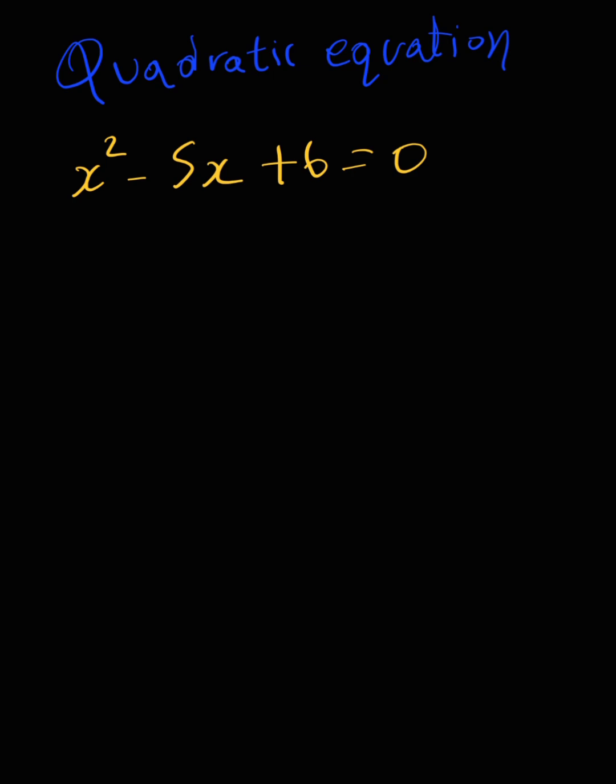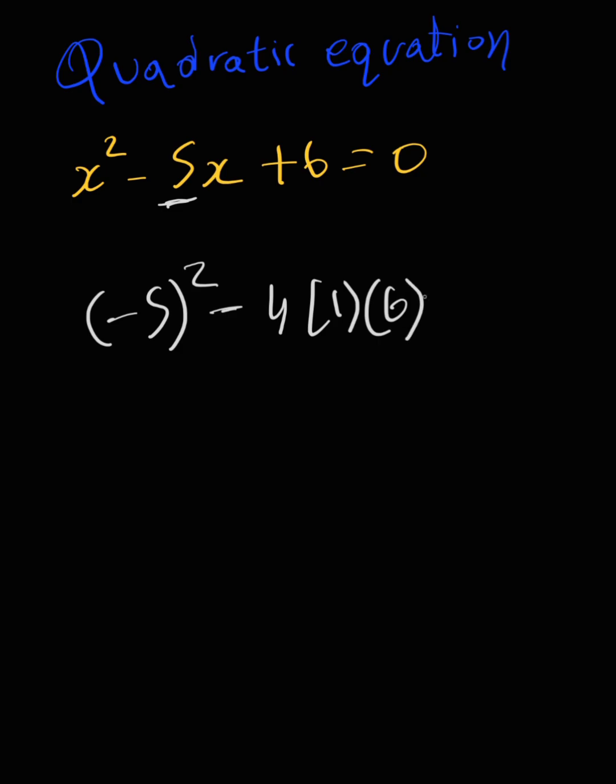But if I ask you the nature of the roots, we will use the b square minus 4ac method. Here b is -5, so this would be (-5) whole square minus 4ac. A here is 1, because if the coefficient is not given, it's always 1, since 1 multiplied by something is always that something. And here we have positive 6, so c is 6.